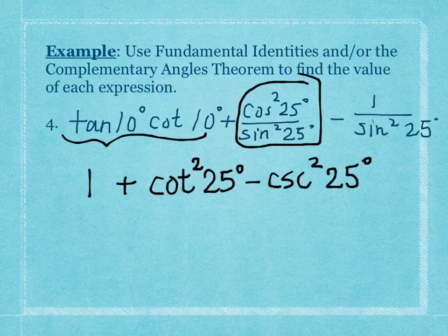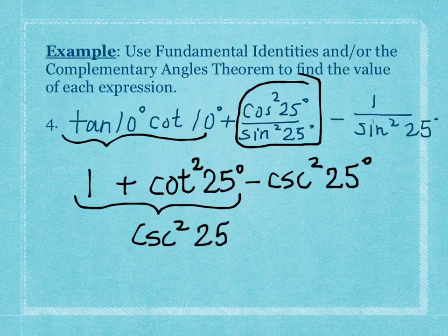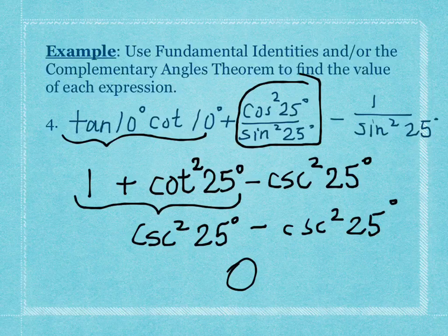Let's see. It's the last one, isn't it? Cotangent squared plus 1. I could replace all of this piece with what? Cosecant squared of 25 degrees. So what is cosecant squared of 25 degrees minus cosecant squared of 25 degrees? It's 0. So that original expression was just a real fancy way of writing the number 0. Right? I mean, that's what it was. So this one simplifies to 0.